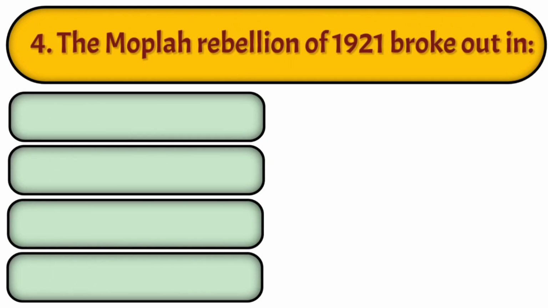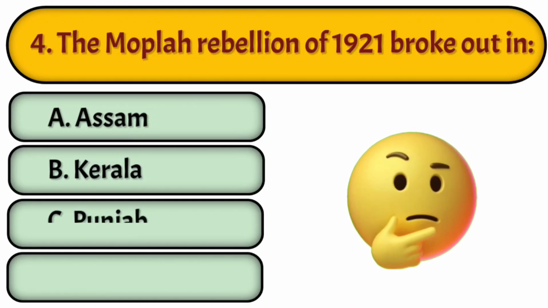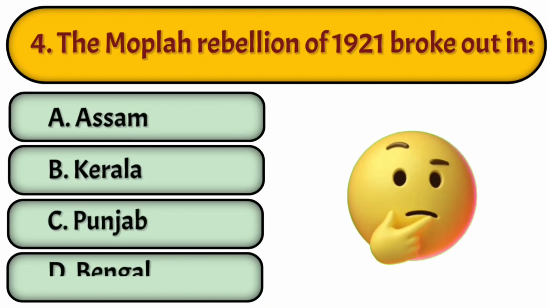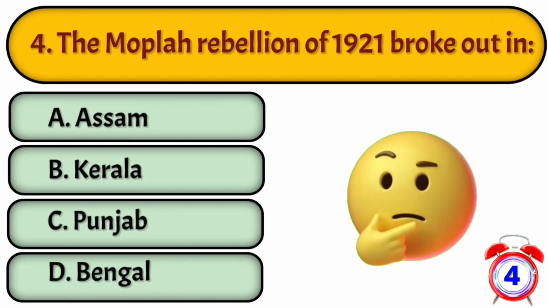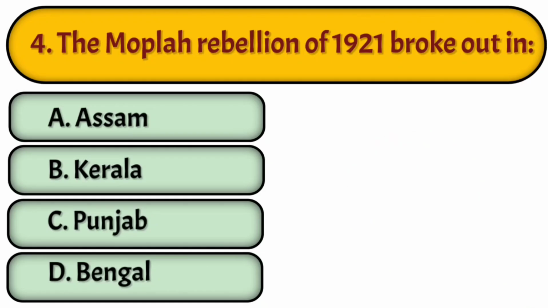Question 4. The Moplah Rebellion of 1921 broke out in. Option A. Assam. B. Kerala. C. Punjab. D. Bengal. Answer is B. Kerala.